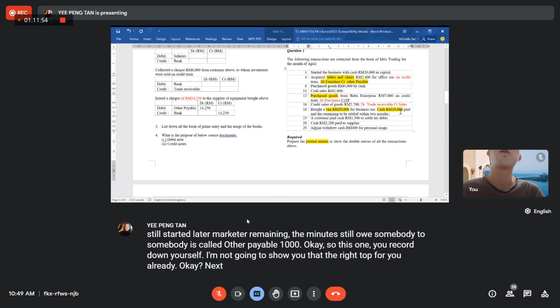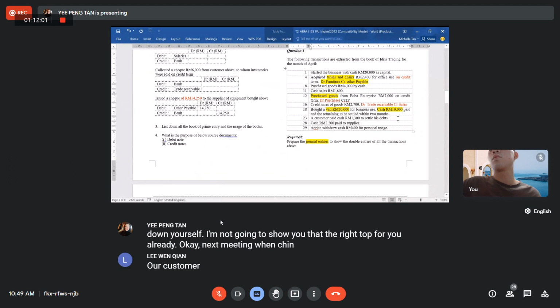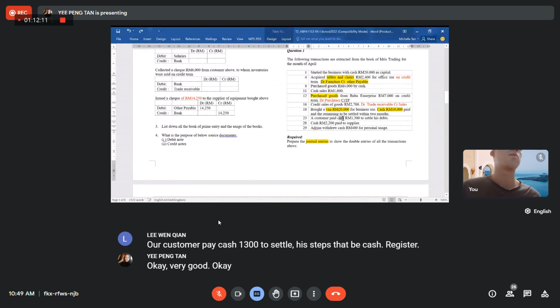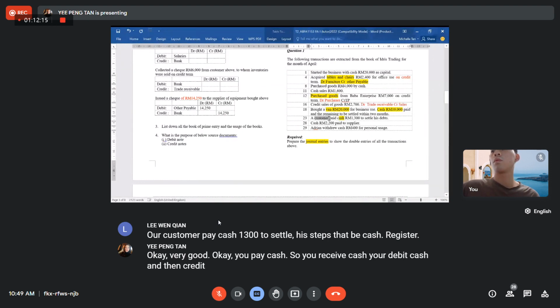Okay, next, Wen Qian. A customer paid cash 1,300 to settle his debts. Debit cash, credit trade receivables. Very good. The customer pays cash, so you receive cash, you debit cash, and then credit the customer. Customer is a trade receivable. All right, good.